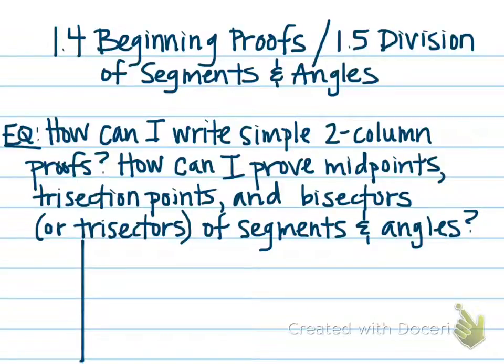Hi kids, our notes now are over 1.4 beginning proofs and 1.5 division of segments and angles. Our essential question is how can I write simple two-column proofs and how can I prove midpoints, trisection points, and bisectors or trisectors of segments and angles.